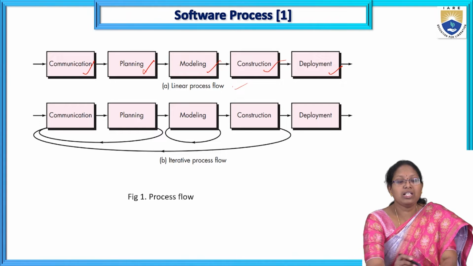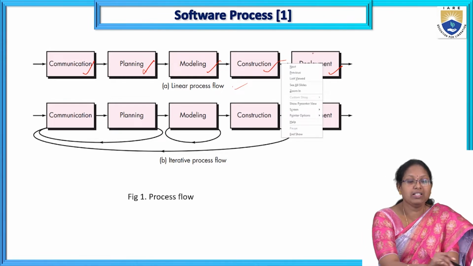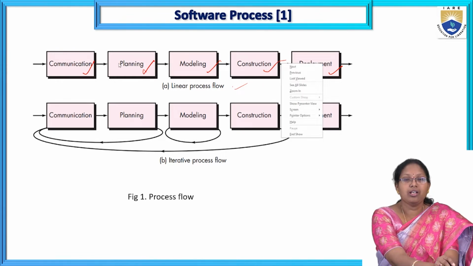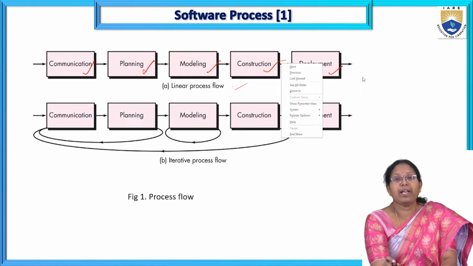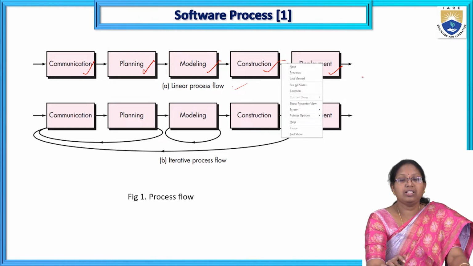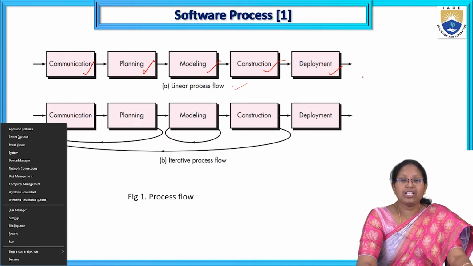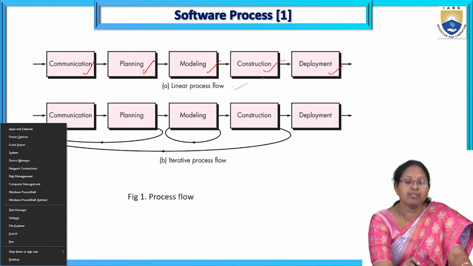Once the modeling is over, then go for construction, meaning implementation. Once this is over, then go for deployment. In that way, the complete activities: communication is completed, then go for planning, then modeling, then construction, then deployment. So these activities are there in the linear sequential manner, or linear process, or linear sequential process, whatever you call it.